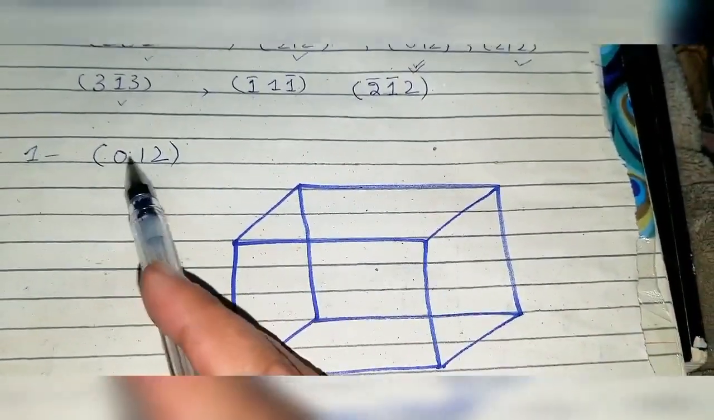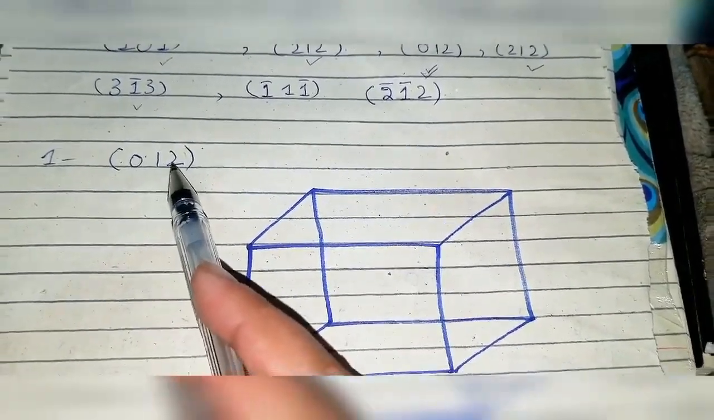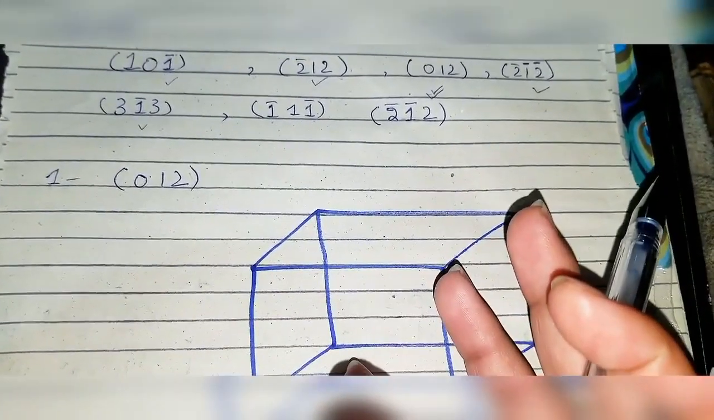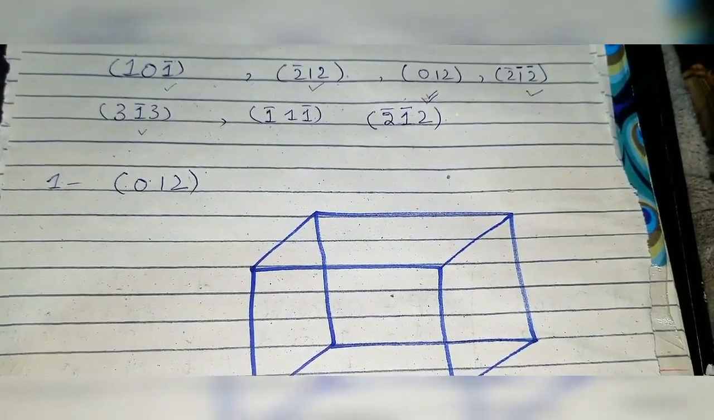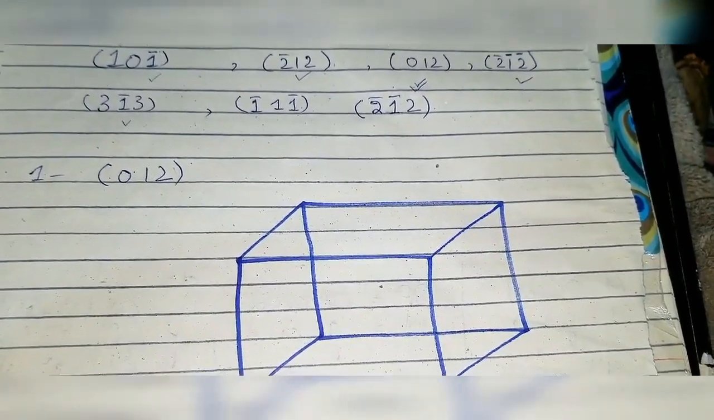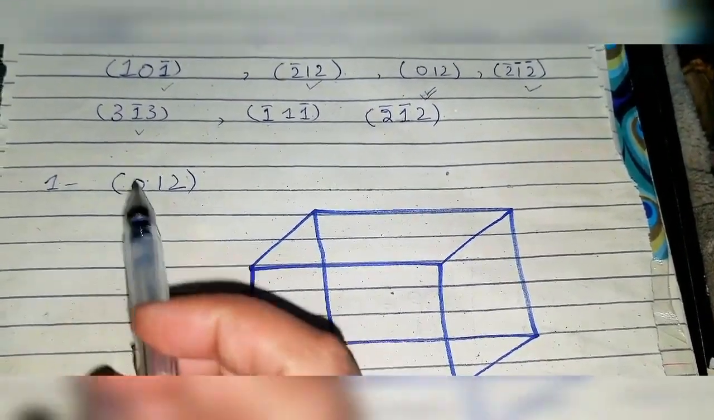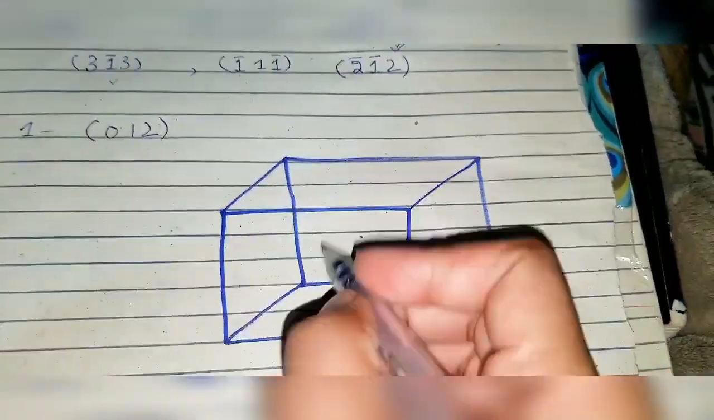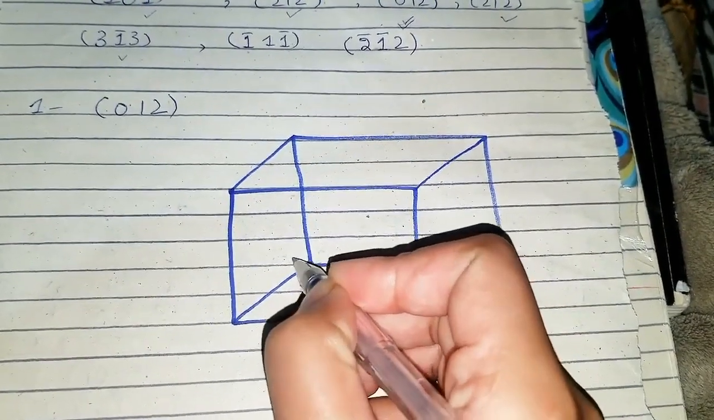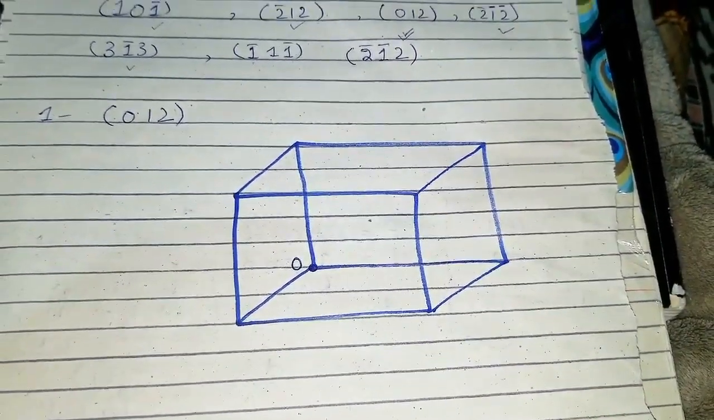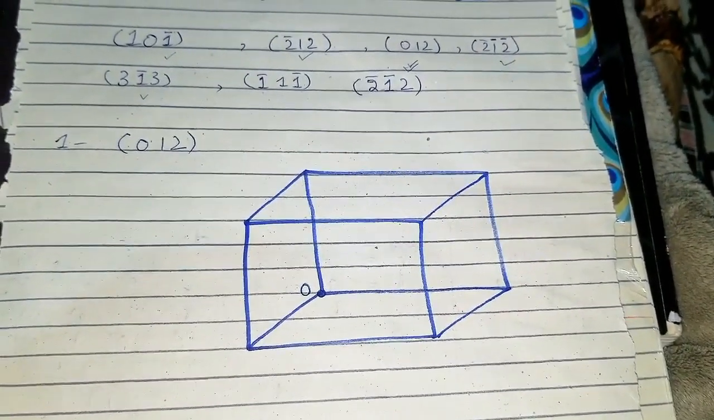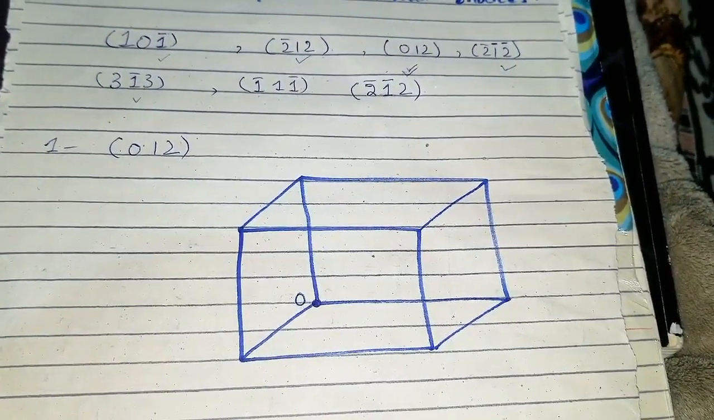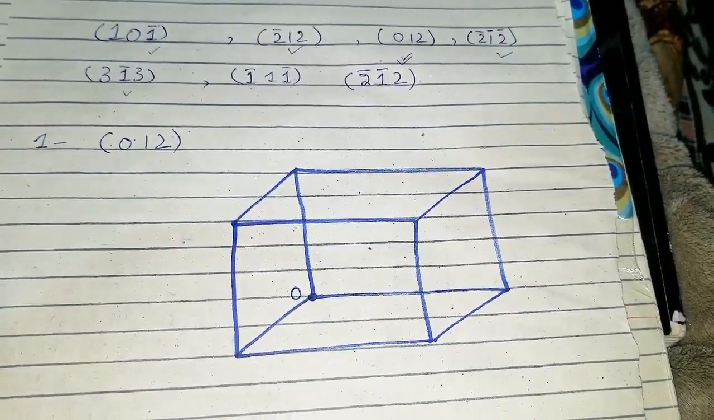So whenever all of the indices are positive, that case will be referred to as the all positive case. Okay, whenever I say all positive case, it means a case when all of the Miller indices are positive. So when all of the Miller indices are positive, then you will always take that one point as origin. If one of the indices is negative, or two, or three of the indices are negative, you will have to shift the origin.